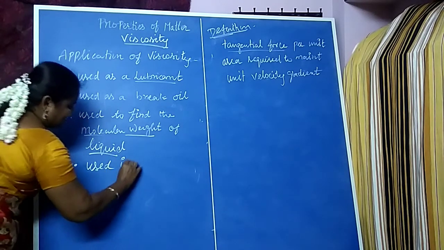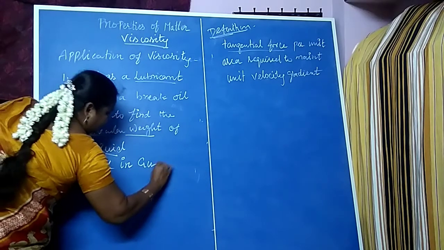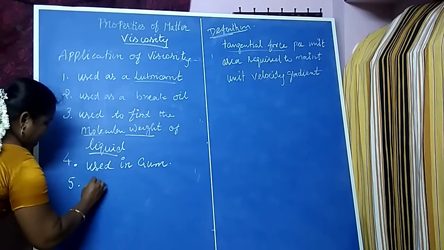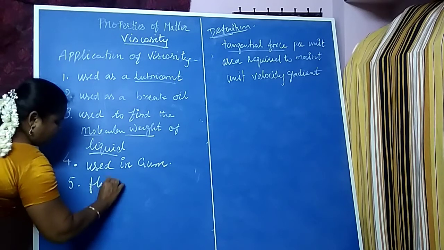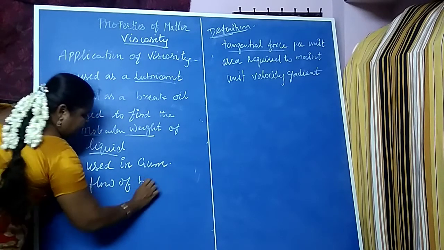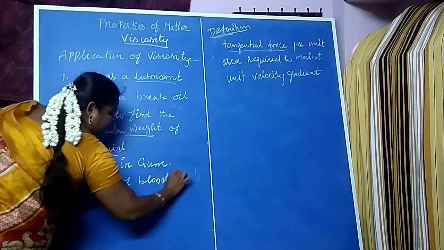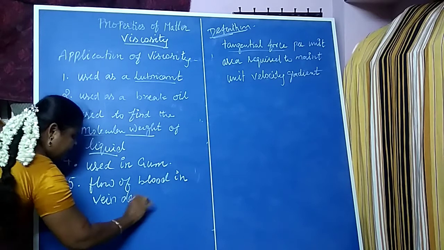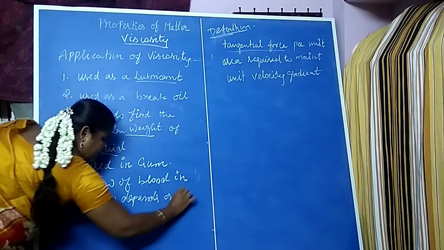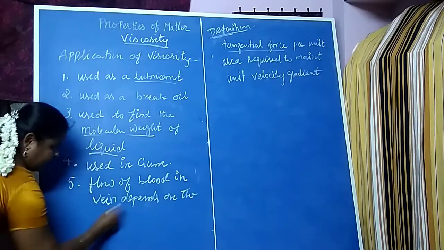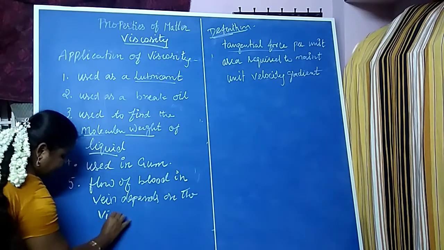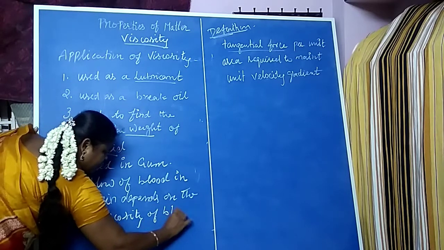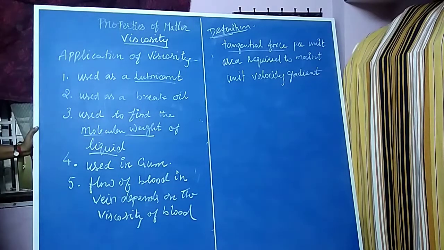Fourth one, used in gum. Then the flow of blood in a vein depends on the viscosity of the blood. These are some applications of viscosity.